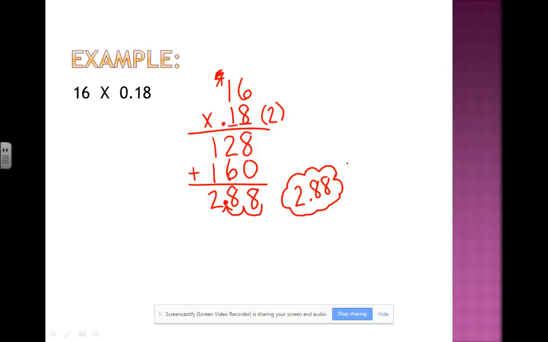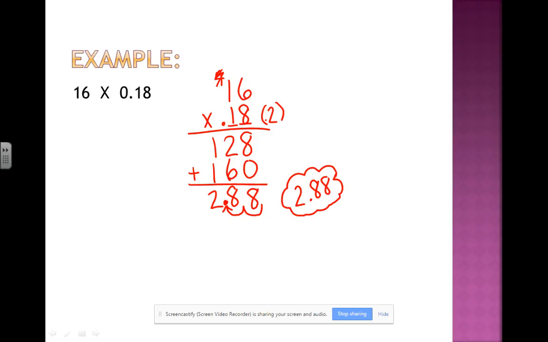Don't do that. If your decimal naturally falls into place, if this had been 16 hundredths times 18 hundredths, then my decimals would have naturally lined up, and that's okay. But don't go out of your way and add decimals and zeros to make them line up. They do not have to line up in multiplication.